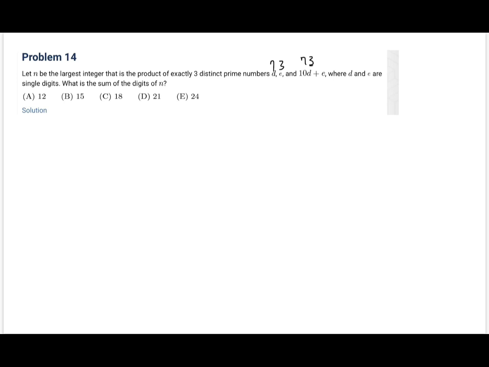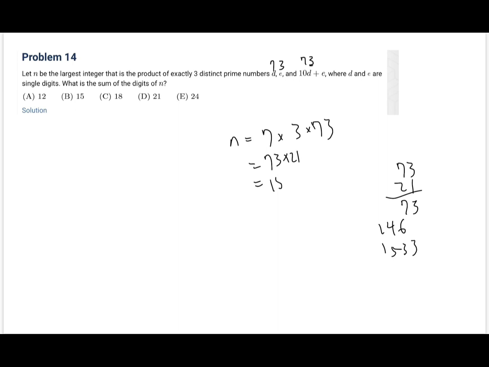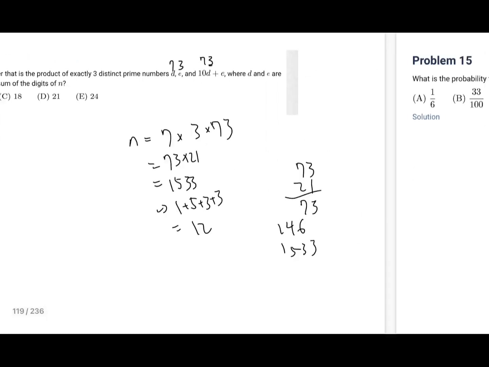And 73 is a prime number. And so what is the sum of the digits of n? Okay, so n is 7 times 3 times 73, which is 73 times 21, which is 1533. So 1 plus 5 plus 3 plus 3 equals 12. The answer is A.